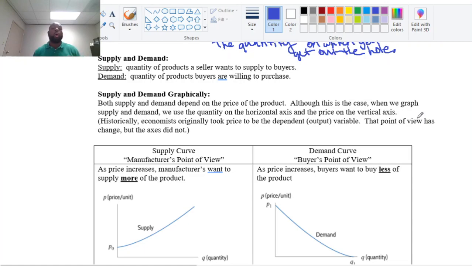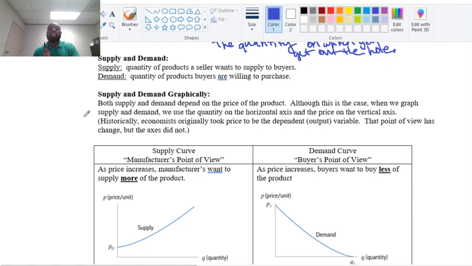Demand is the quantity of products that buyers or consumers are willing to purchase. All right. And so we're going to look at what a supply curve and a demand curve look like. But one of the things I want to make a note about is that both supply and demand depend on the price of a product. They both depend on the price of the product, right?